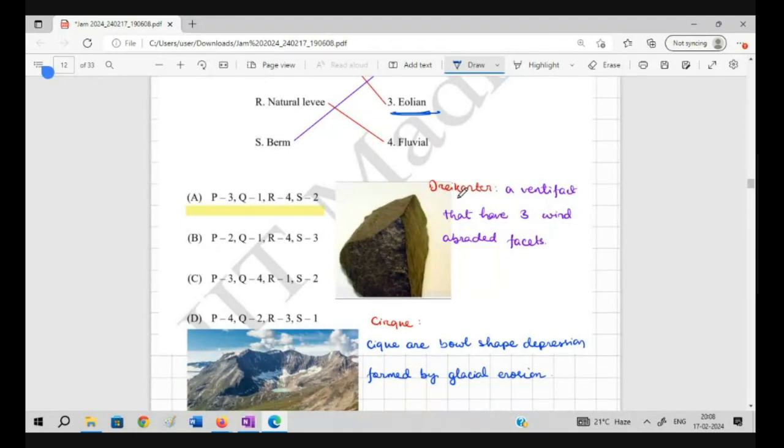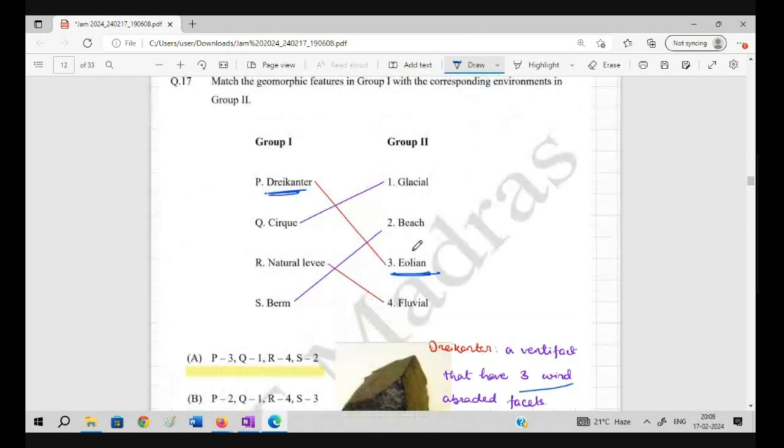Okay, and the drain canter, it has three phases. Okay, you can see this. These are three angular phases. 1, 2, 3. Okay, so this is called drain canter. It is a type of ventifact created in the aeolian environment due to erosive action of the wind. And the next one is cirques. Cirques are also erosive features created by the erosive action of glaciers. Okay, so they are associated with the glacial environment.